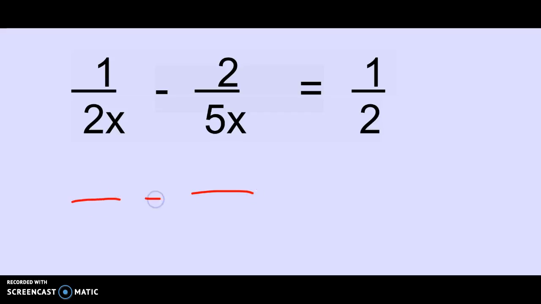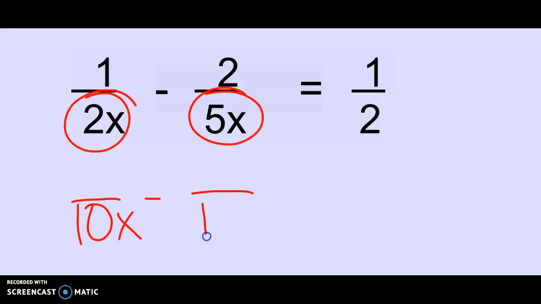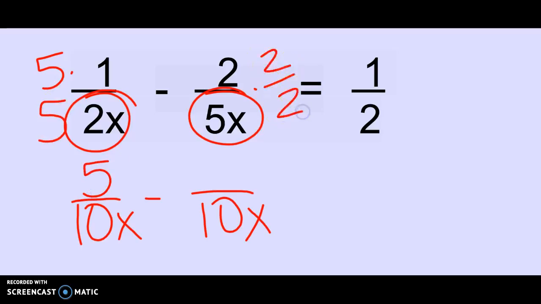So I'm just going to get my left side denominators to be the same. On the left side, what does 2x and 5x both go into? I think they both go into 10x. So what are you multiplying this by? Well, if you did 5 over 5, that's going to make 10x, so we put a 5 in here. And if we did 2 over 2, that's going to make 10x, so we put a 4 here. And remember, this is still all equal to 1/2.